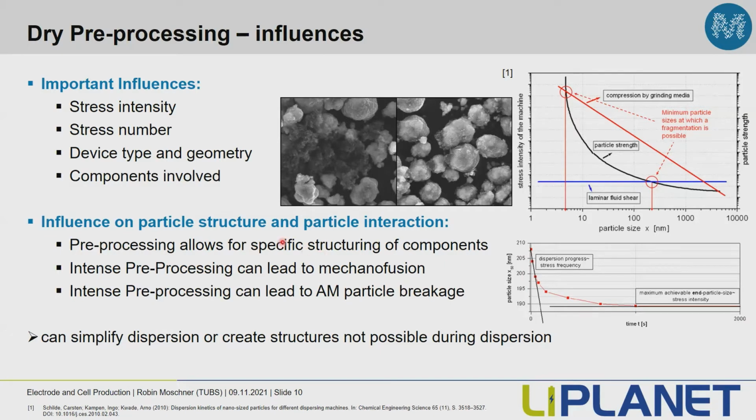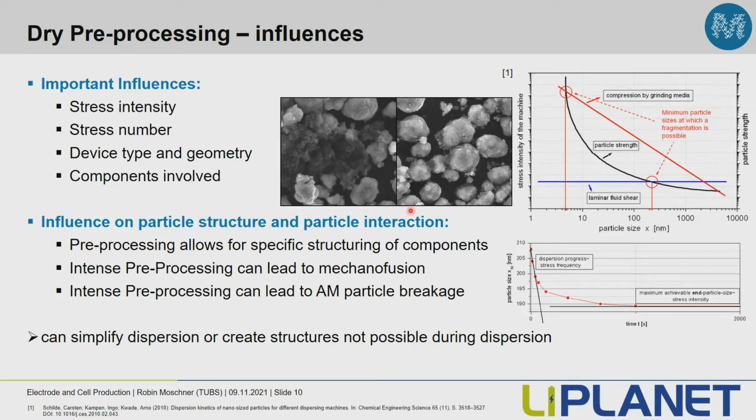The influence of the dry pre-processing on the properties of intermediary products, for example the mixed powders or the slurry, is that the pre-processing allows for a very specific structuring of components. We can select the components we want for the dry pre-processing, and we can structure them in ways we cannot do in other processes. For example, intense pre-processing can lead to mechanofusion, as you see here in the SEM pictures. On the left side, we have a low intensity pre-mixing with large carbon black agglomerates between the active material particles. And on the right side, we have an intense pre-processing where we coated the carbon black onto the NMC active material particles: mechanofusion.